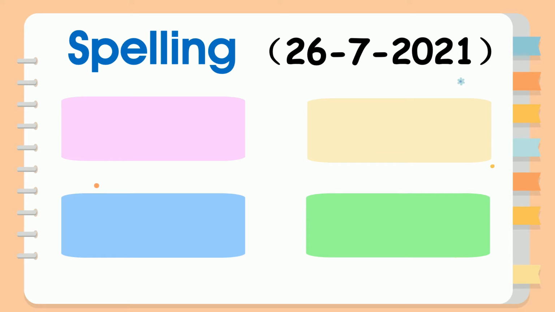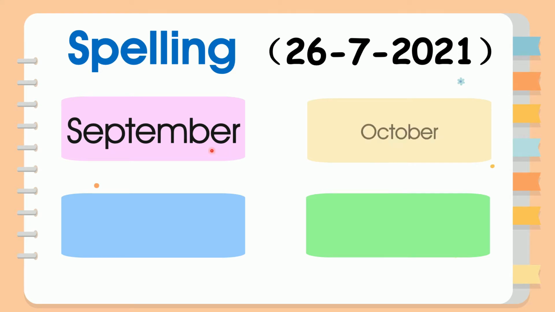Now, let's revise our spelling today. Number 1, September. S-E-P-T-E-M-B-E-R. September. Number 2, October.